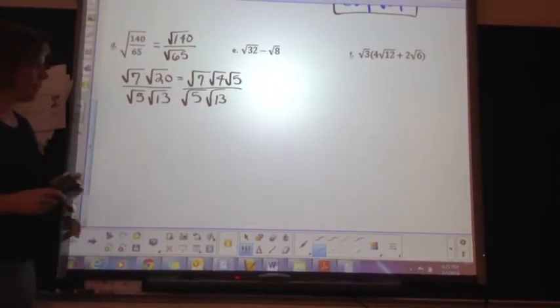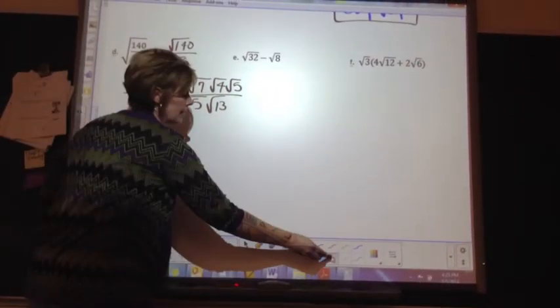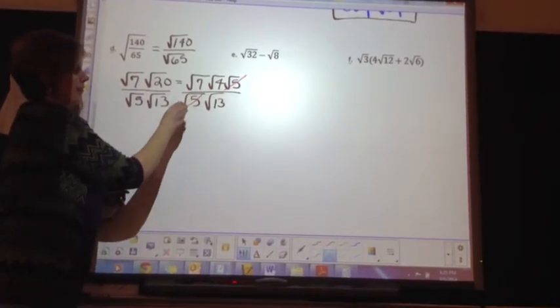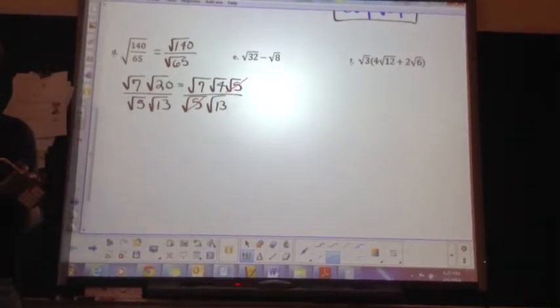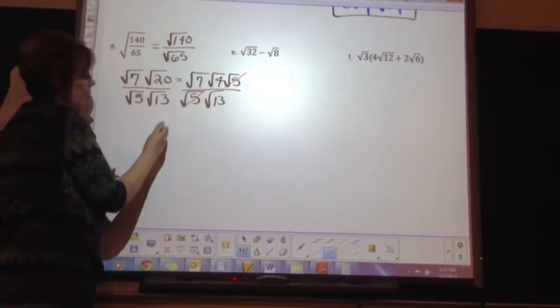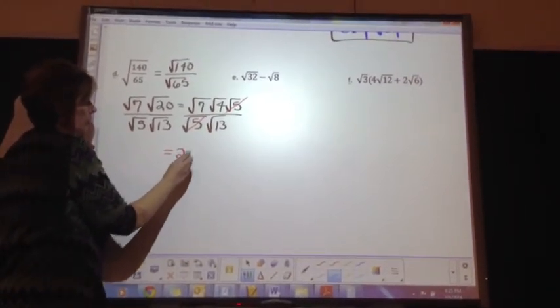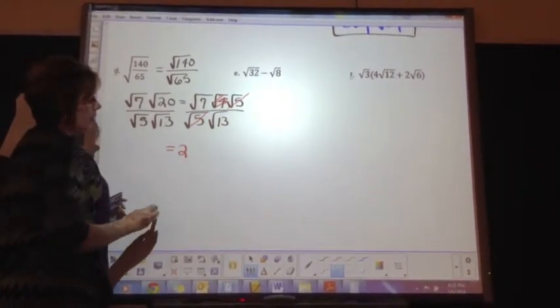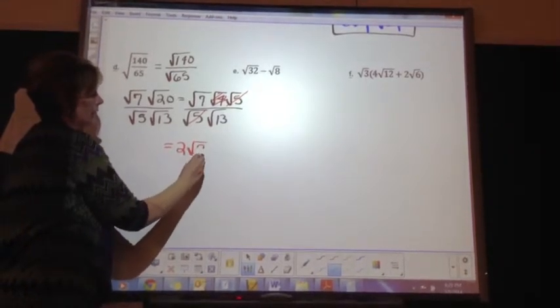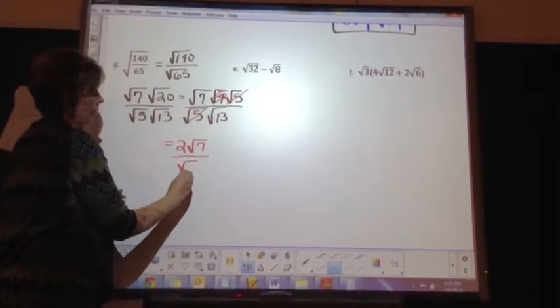Now hopefully you remember from class that we've actually simplified this, right? I can just cancel both of those out. I know that the square root of 4 is 2, so I'm going to get rid of that. So I really have 2 radical 7 over radical 13.